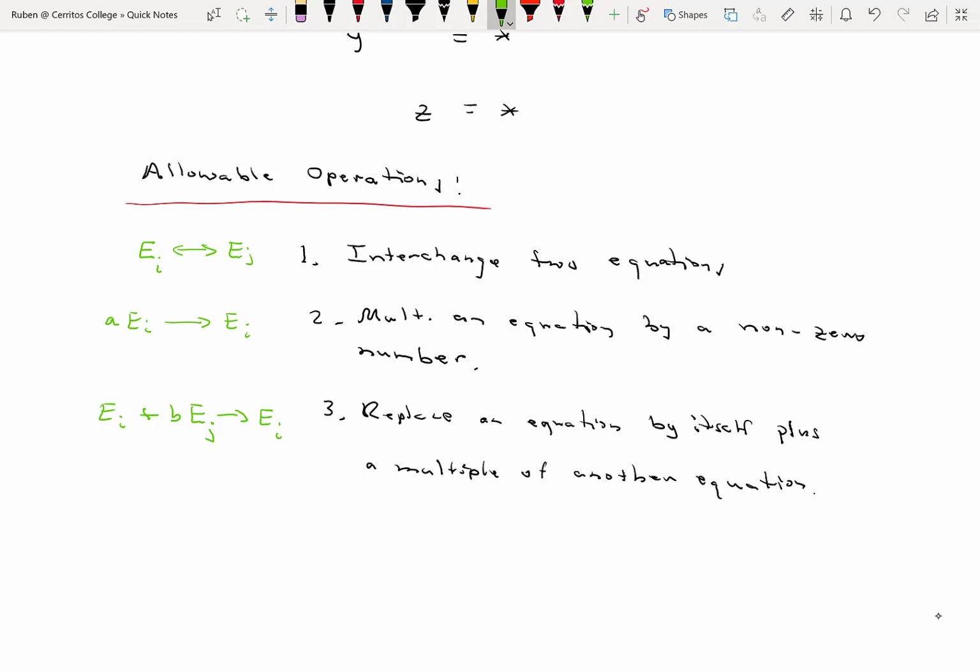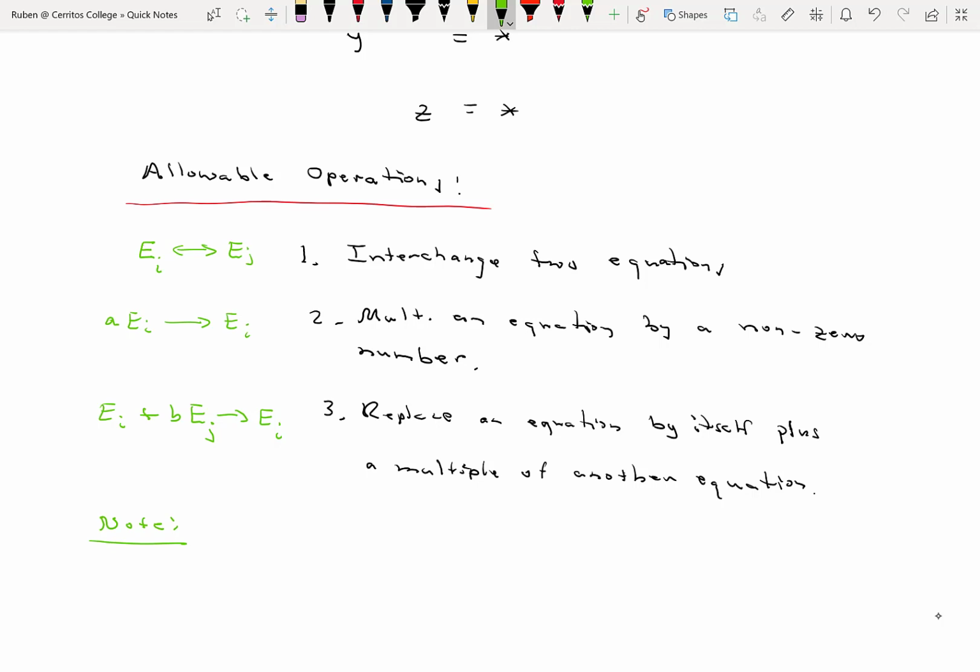So the arrow to equation I means we're replacing equation I with itself, E sub I, plus some multiple of another equation, B times equation J. Something to note, and this is a very, very important note: this idea that I'm going to present to you now is probably the most common use of these operations.